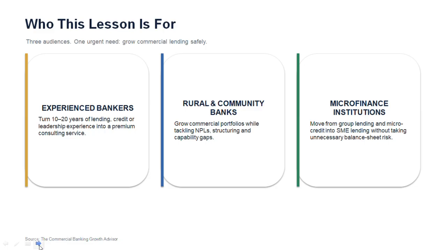The second class of people belongs to the rural and community banking system, to grow commercial portfolios while tackling NPLs, or non-performing loans, and capability gaps. The third class of audiences falls under the microfinance institutions, moving from group lending and microcredit to SME lending without taking unnecessary balance sheet risk. So, if we look at it, we have three audiences. Let's dive in further.